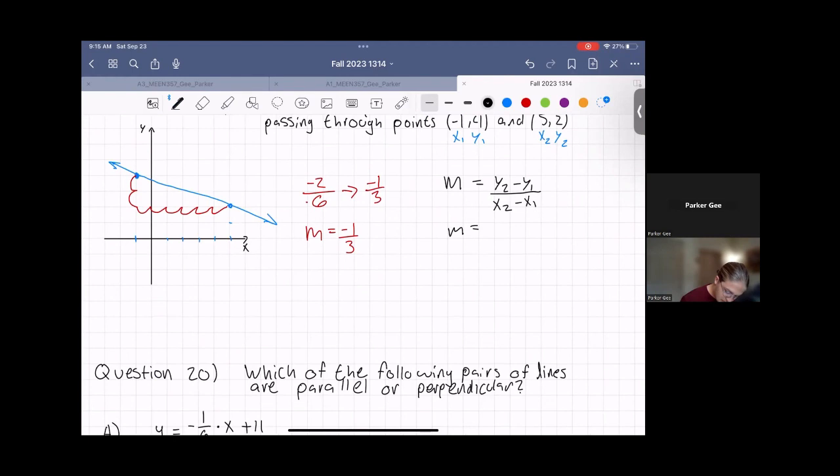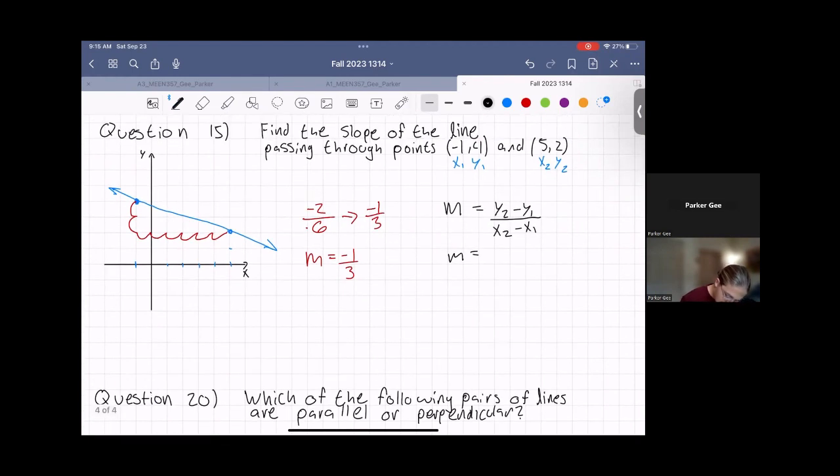M is equal to, well, y2 is 2 minus y1 is 4 over x2 is 5 minus x1, which is negative 1. So I'm going to put a parenthesis just to show that those are separate. Now let's simplify. 2 minus 4 is negative 2. And 5 minus negative 1 is really 5 plus 1, which is 6. So that's the same thing that we got over here.